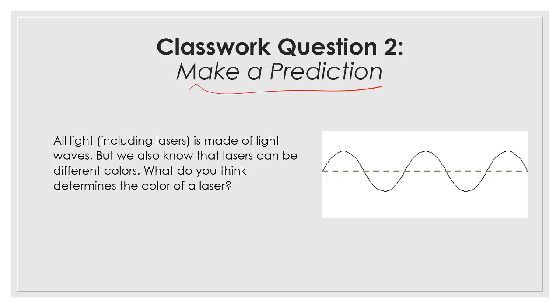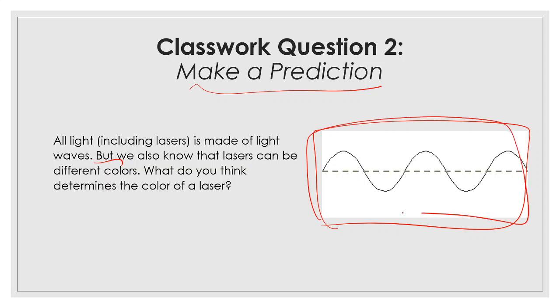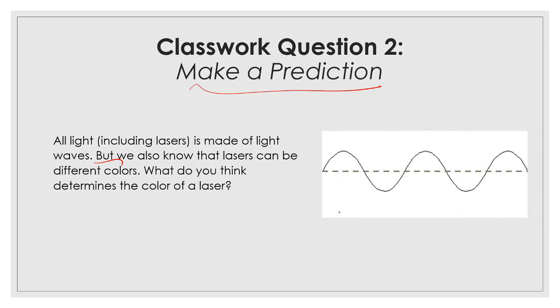All light, including lasers, is made of light waves, like this one. So that's the same. But we also know that lasers can be different colors. What do you think determines the color of a laser? Thinking about this light wave diagram that we just went over, there's something that can be different about different lasers based on their color, that also is different when you zoom in really close and look at their different features. Take a guess, go type your prediction, and pause the video now.